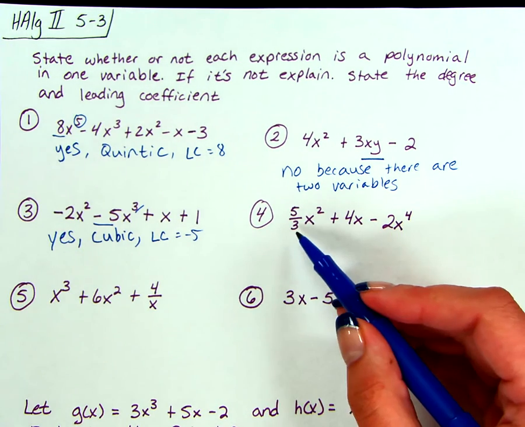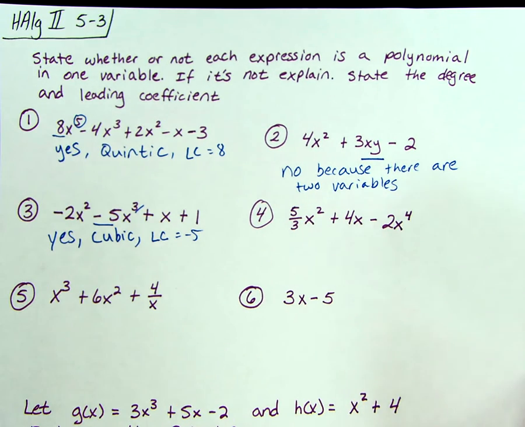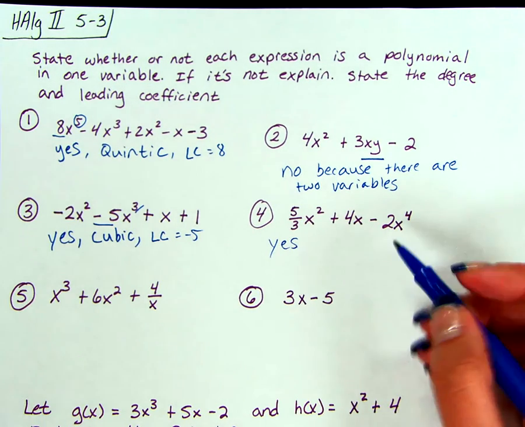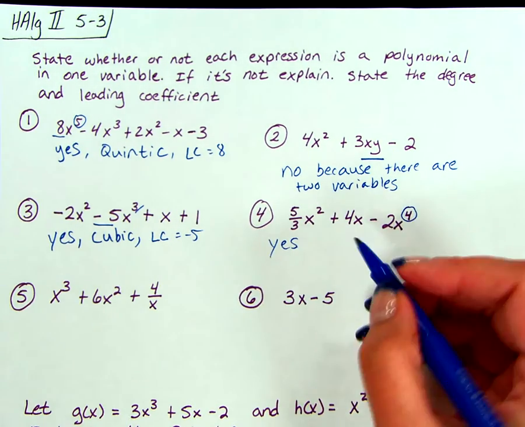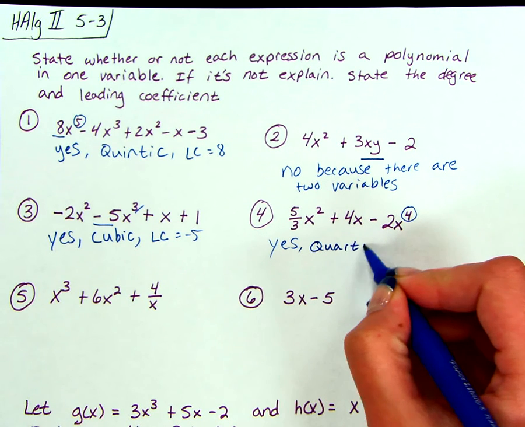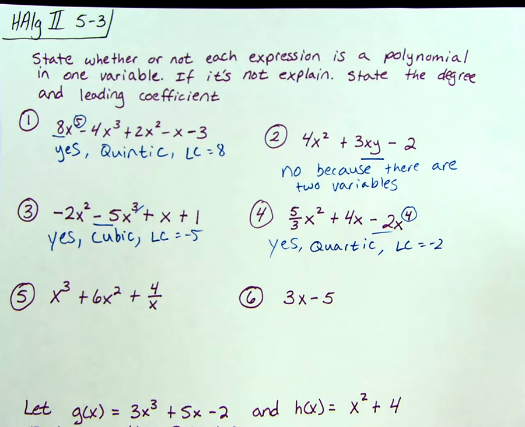Next one, so again, looking at this, I only have one variable, no negative exponents. So yes, this is a polynomial in one variable. My highest degree is 4, so that means that we have a quartic equation. And our leading coefficient is -2.